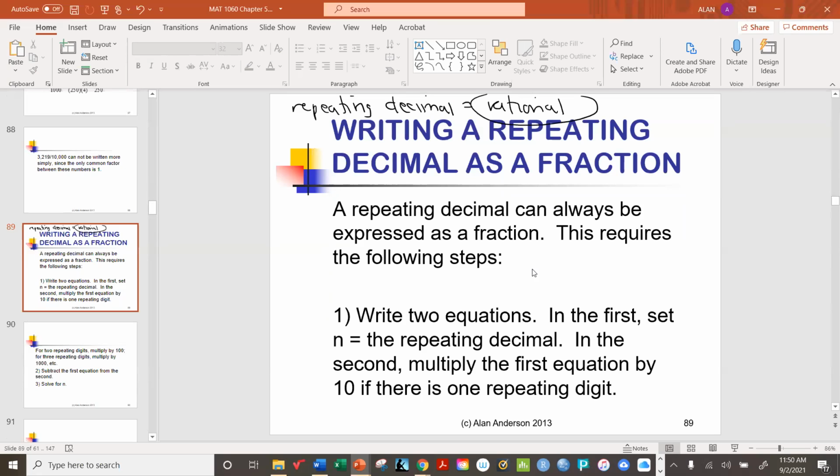The question is how, though? Imagine you've got something like this. We can see for ourselves that it's repeating and it can be expressed as 0.87 bar, but how in the world would you reduce that to a ratio?